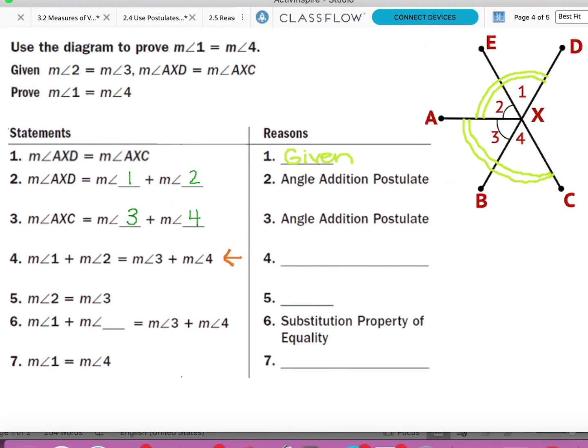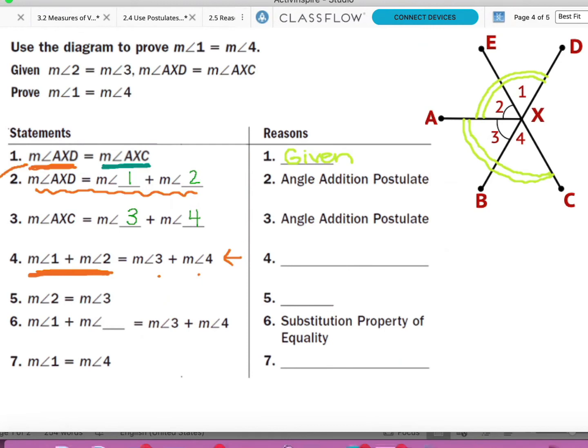Now we have to figure out where this statement came from. Angle 1 plus angle 2 equals angle 3 plus angle 4. I don't see anything on the picture that tells me that, so it must have come from these up above statements. Always check above to see if they're using that stuff to make the next statement. Do you see where it says angle AXD was equal to angle AXC? Well, here's the thing. AXD is equal to 1 plus 2. So maybe that's where that part came from.